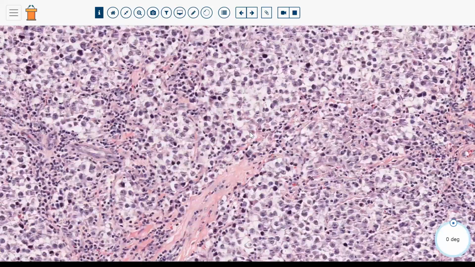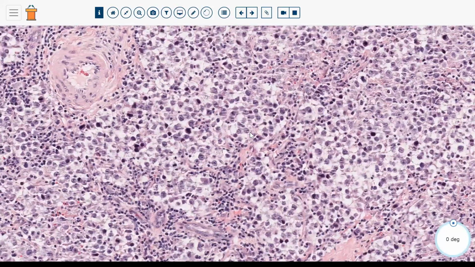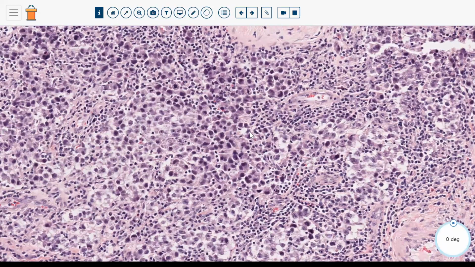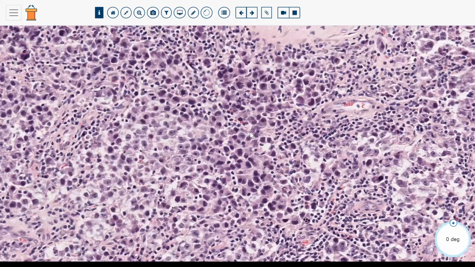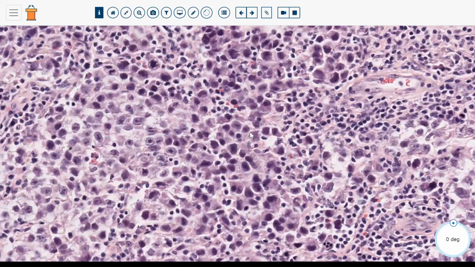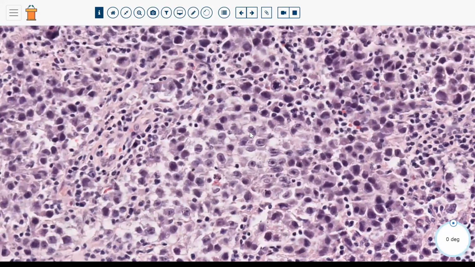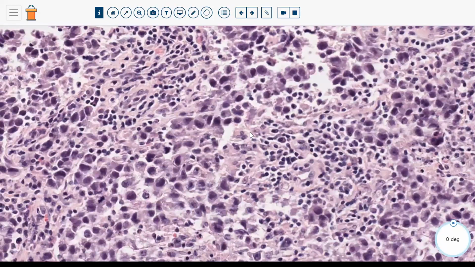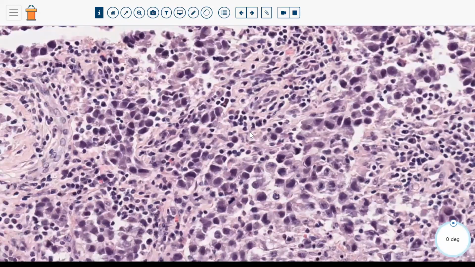And something to keep in mind is that seminomas sometimes have cells that are not entirely clear. They don't entirely have clear cytoplasm. Like, for example, in this field, you can see that the cells actually have eosinophilic cytoplasm and very dark nuclei. So don't be dissuaded if you're thinking about the possibility of seminoma, but you see cells with eosinophilic or very dense cytoplasm rather than the classic clear cytoplasm. It still is very possible that that tumor is a seminoma.